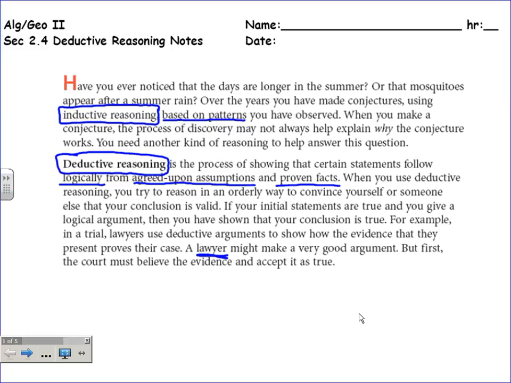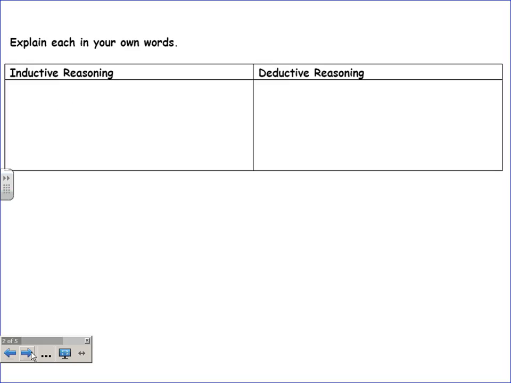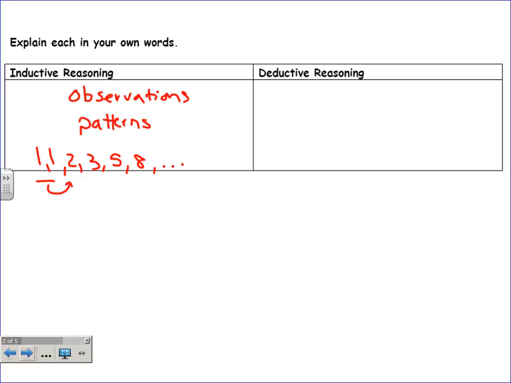Excellent, sounds like people are saying some good things. Inductive reasoning is based on patterns, basically observations, and deductive reasoning is based on facts, it's logic. These could be patterns. If we were to write an example, we might write 1, 1, 2, 3, 5, 8, and so on. That is a pattern: we're adding the two previous terms together to get the next term.